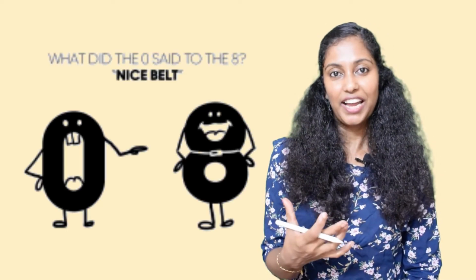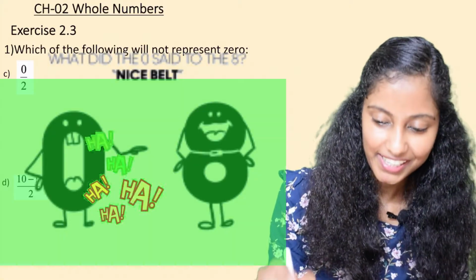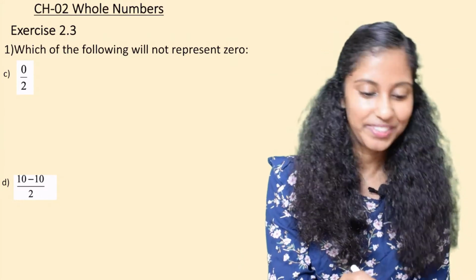The 0 reminds me of a joke: what did 0 say to 8? Very simple. You have a nice belt. That was a joke.